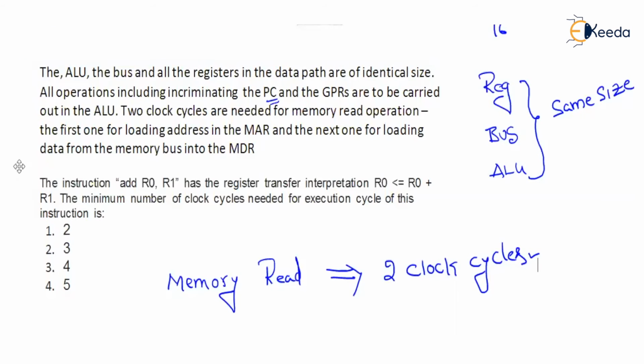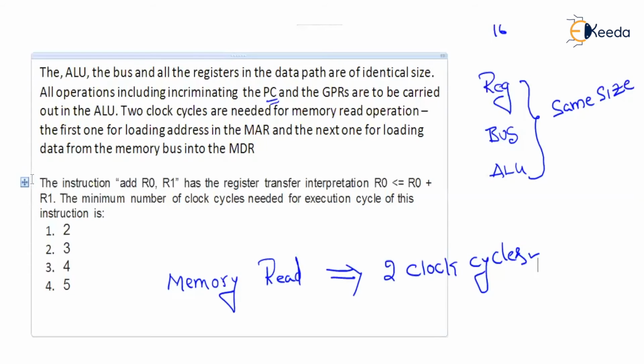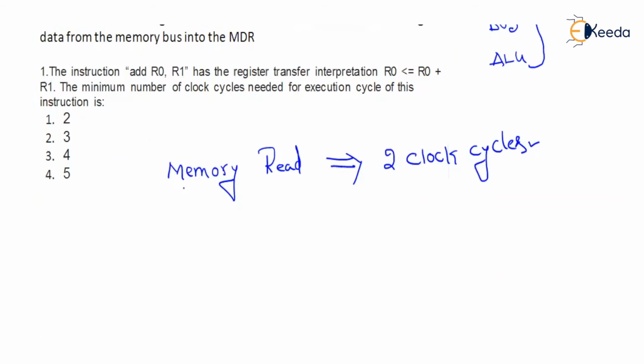Now let us look at the question, the first question rather. The instruction add R0, R1 has a register transfer interpretation R0 equals R0 plus R1. Okay, so here I'll write it clearly.